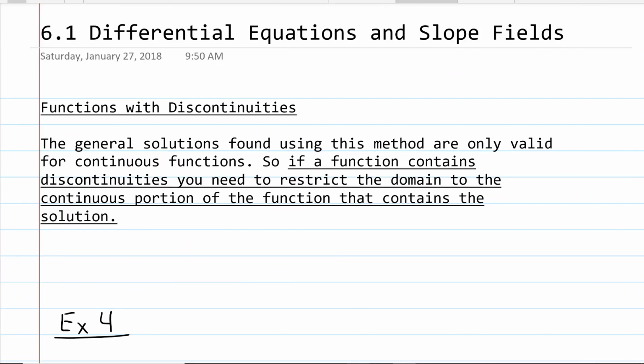So far in 6.1, we've looked at functions that are continuous over their entire domain. The method that we've used for determining general solutions is only valid for continuous functions. So if we want to find a general solution or a particular solution for a function that is discontinuous, we need to restrict the domain to the continuous portion of the function that contains the particular solution. So in example 4, we're going to look at just that.